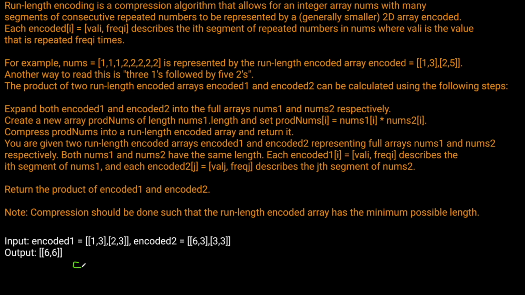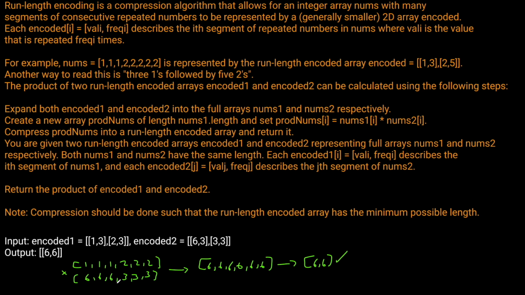And how did they do this? Well, we can do this the naive way, so we can write it out. The encoded 1 would be 1 1 1, and then we know we have 3 2s, so 2 2 2. And then we have 3 6s, so 6 6 6, and then we have 3 3s. So if we simply do the multiplication, we just multiply down each time, so we get 6 6 6, and then 3 times 2, 3 times, so again we get 6 6 6, and we can encode this as simply saying 6 6s, which is how we got the solution.